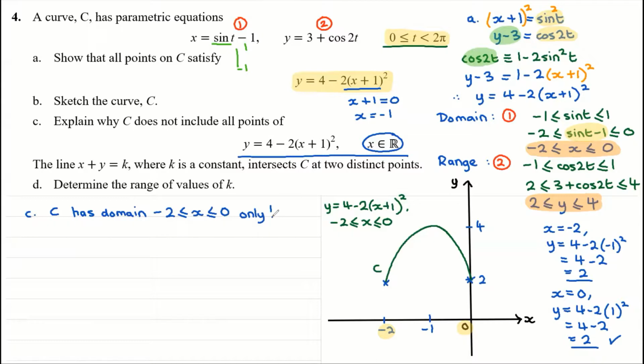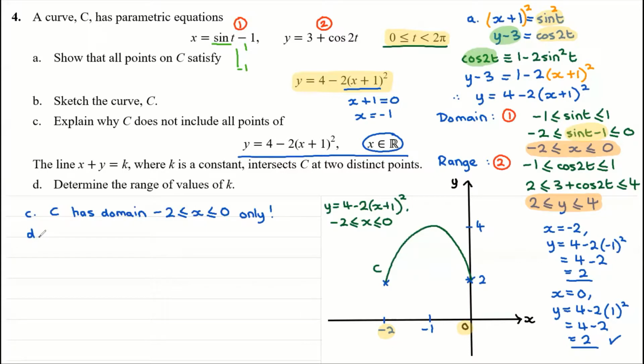And right, so this is going to be the interesting bit, and this is quite a challenging thing to get across, and a similar type of situation came up in an exam. So I'm going to spend a bit of time explaining this last part of the question. So it says the line x plus y equals k, where k is a constant, intersects C at two distinct points. So for part D, we know that k is a constant.